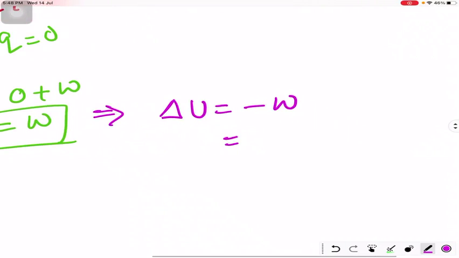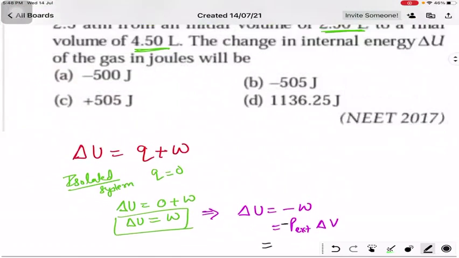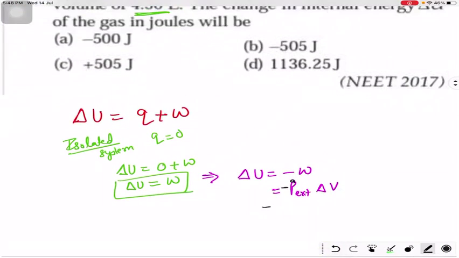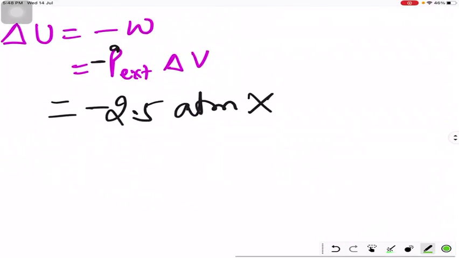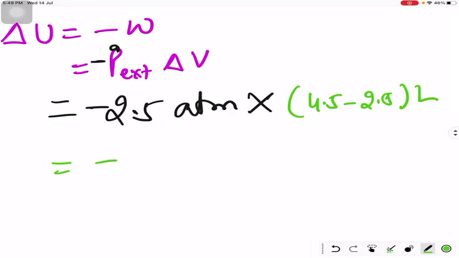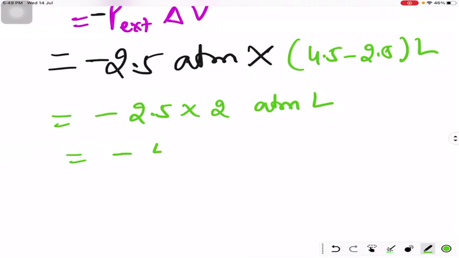So simply putting the values, this is P external, delta V with a negative sign along with it. So put all the values. External pressure is 2.5 atmosphere, and volume change again V2 minus V1, it is 4.5 minus 2.5 in liters. So upon solving we will be getting 2 atmosphere liter. So on multiplying these two numbers we will be getting 5 atmosphere liter.